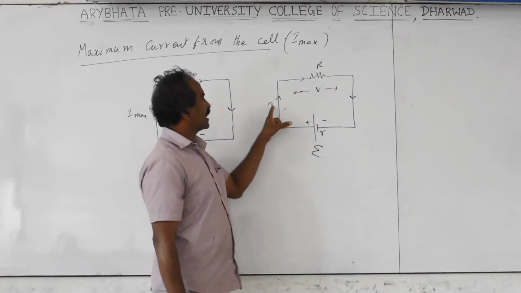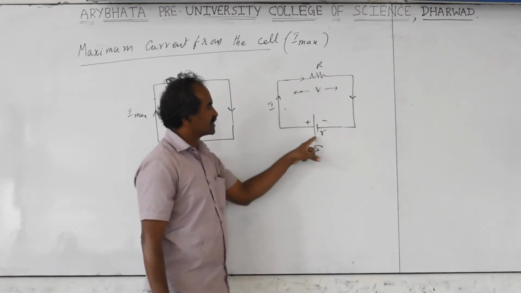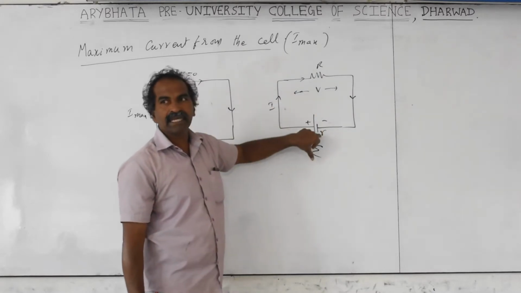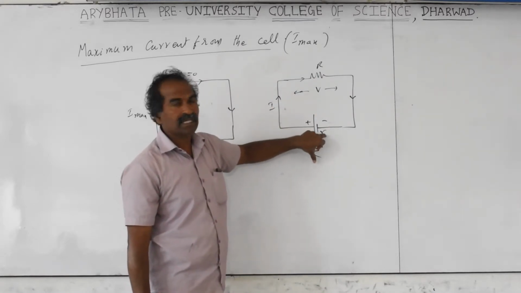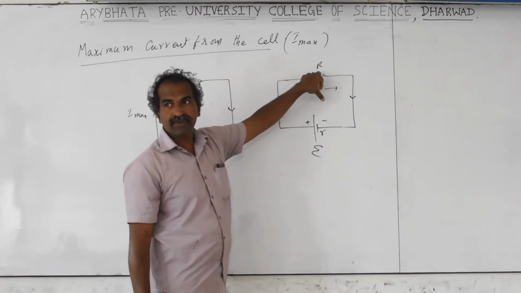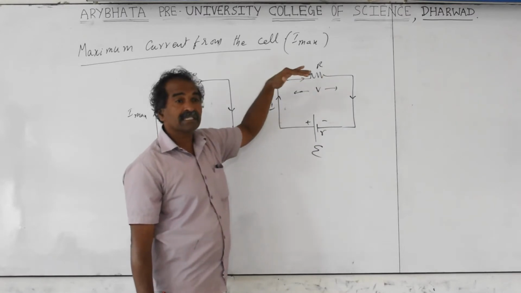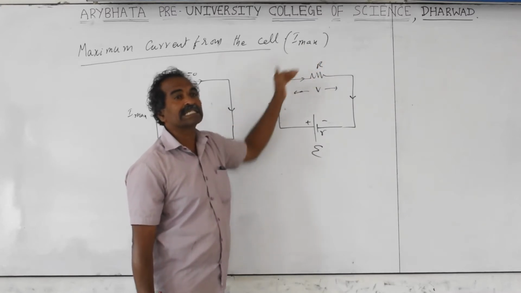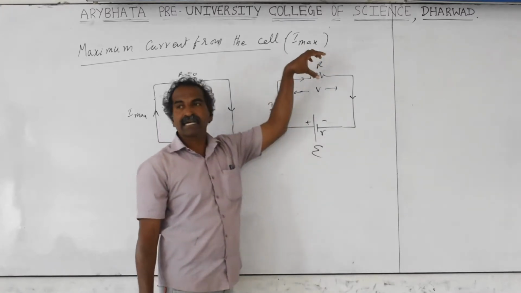Current I passes through the external resistance and also through the internal resistance of the cell. I is the same through R and r, which means R and r are in series. Small r is the internal resistance of the cell, capital R is the external resistance. If external resistance is there, it limits the current. More resistance means less current. As the resistance increases, current decreases.